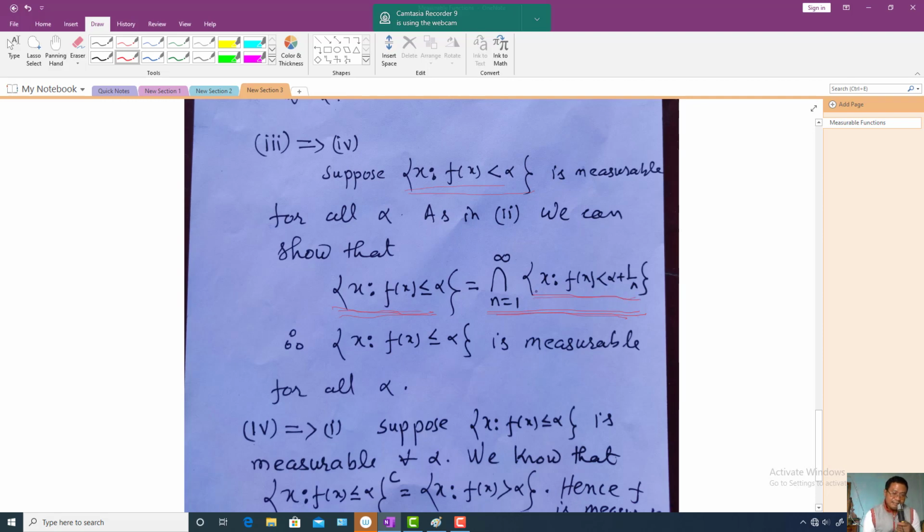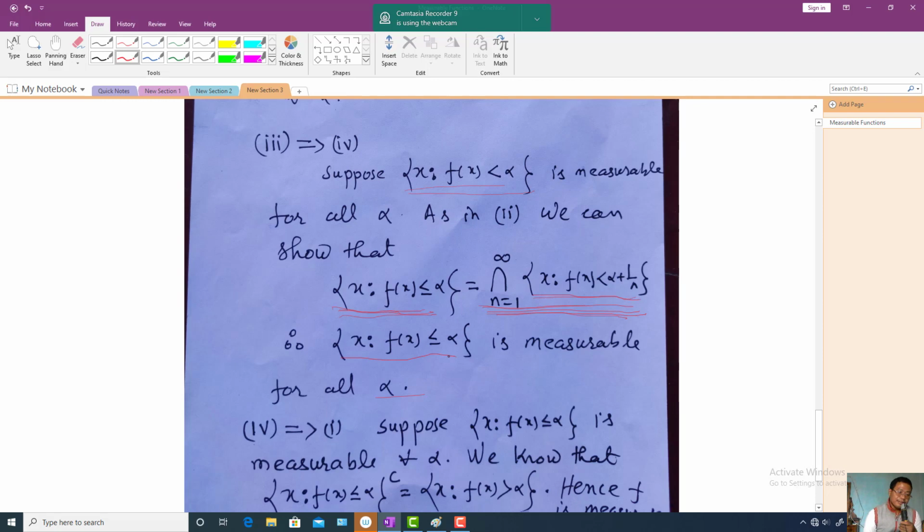Again, by theory of measurable sets, a countable intersection of measurable sets is measurable. Each member of the intersection is measurable. Therefore, their intersection is also measurable. So this being equal to this one, this is also measurable. Hence, statement number 4 is established. This set is measurable for all alpha.